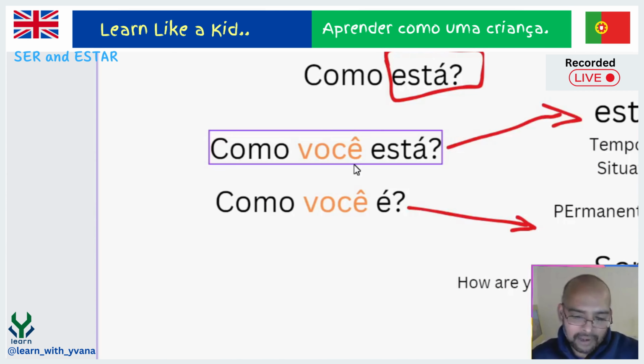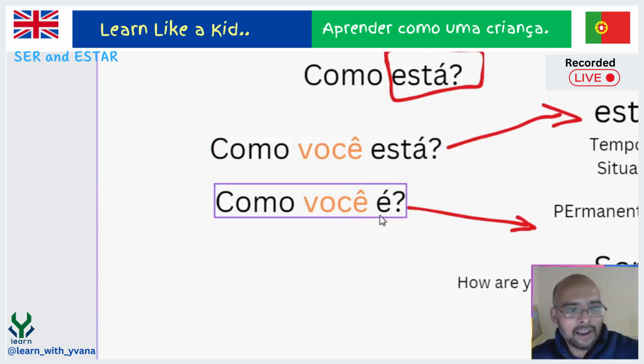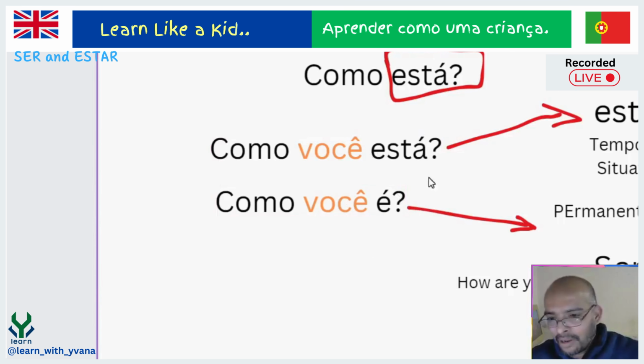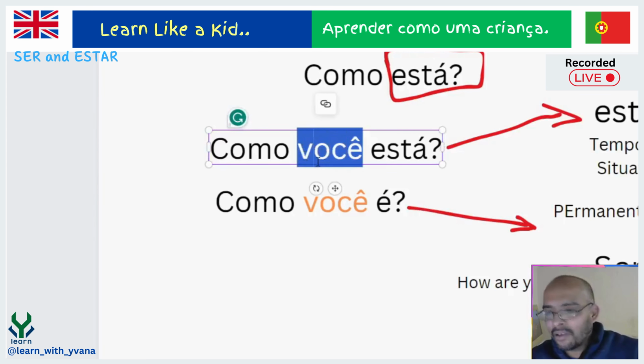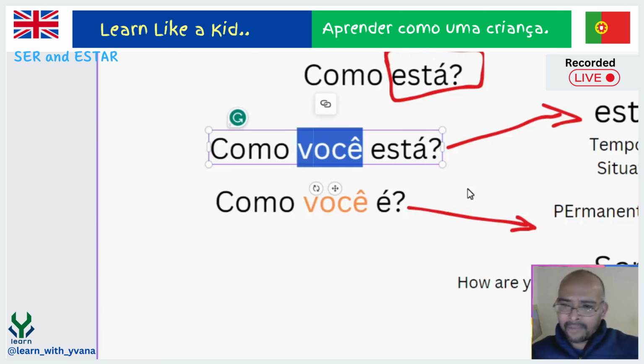If we ask someone how are you, we want to know how he or she is at the moment we are talking. That's why instead of saying como você é, we use como você está. But while speaking, this você is muted, so we just say como está, right? If we are using tu, we say como estás, right? Are you clear on this? This is very simple and straightforward, right?